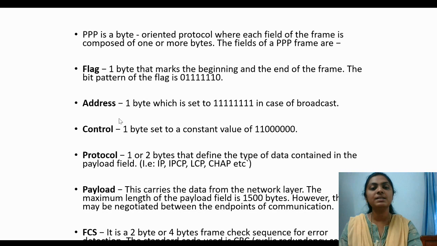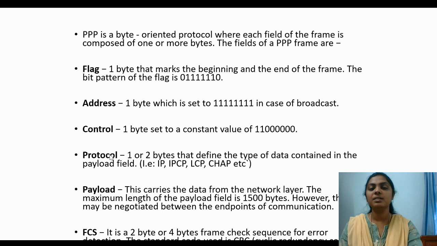And the second is the address field. This contains the address of the destination, as we all know. And for broadcasting, all the values will be ones. The next field is the control field. So here also a constant one byte value is being added, which is 1 1 followed by six zeros.